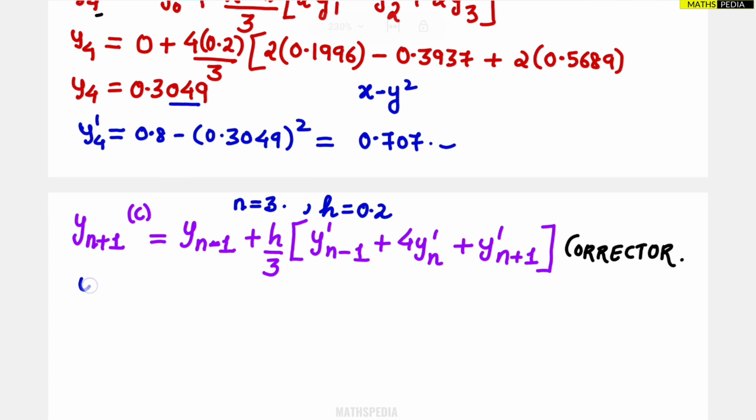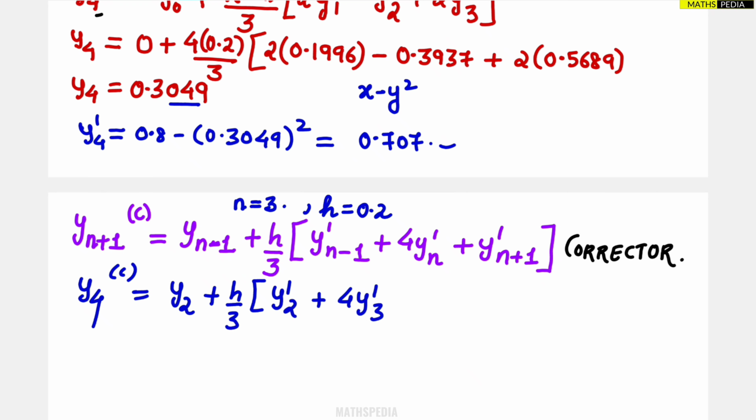Okay. So leave this thing. So what we are going to apply? y4 of c is equal to y n minus 1. So y3 is equal to y2 plus h by 3 into y dash of n minus 1. So y dash of 2 plus 4 into y dash of 3 plus y dash of 4. Now this y dash of 4 we have got it from which formula? Predictor formula. So this we are going to apply here. So substituting all the values.